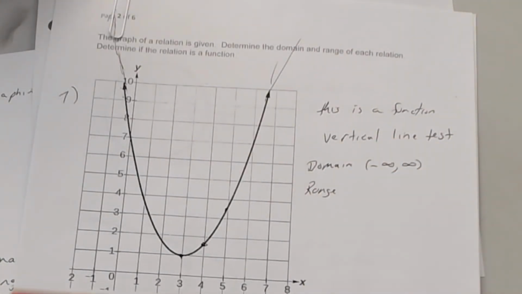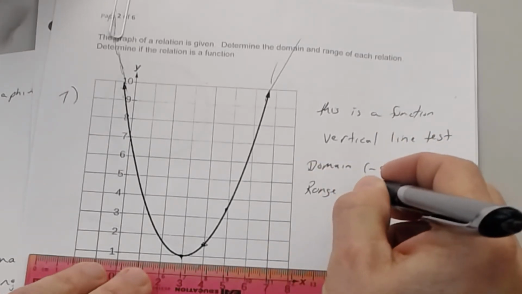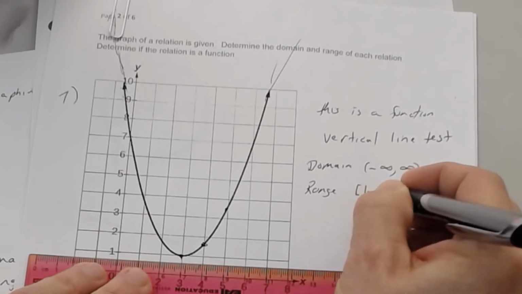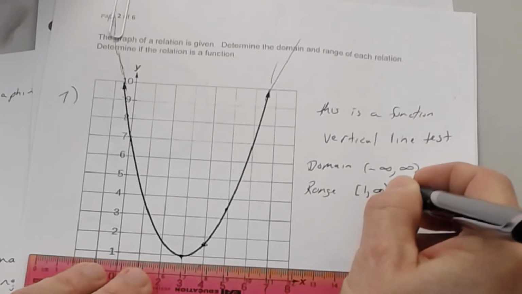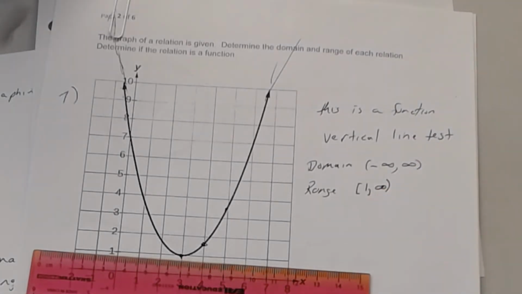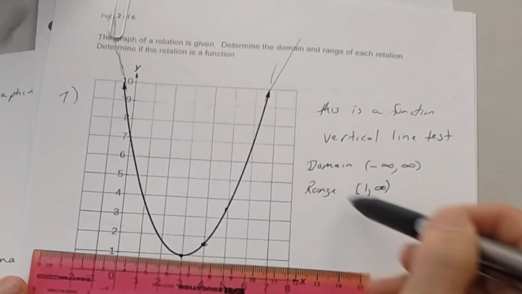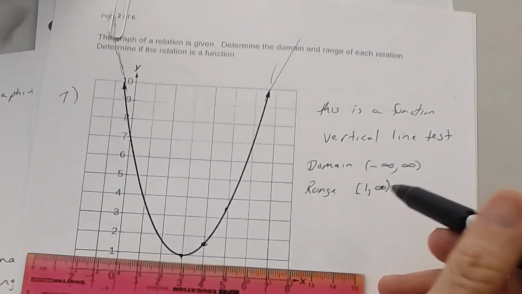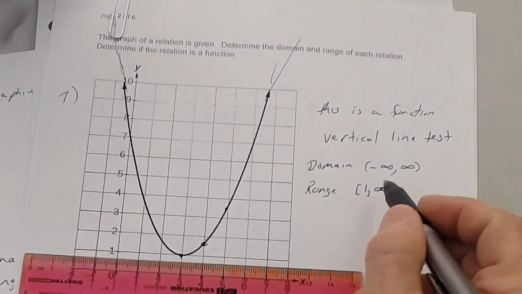Now remember, we start with 1, right? Whenever we start with a number, you must use a bracket. So the range will be from a bracket, positive 1, all the way to positive infinity with a parenthesis. Now, these right here are called intervals. This is interval notation. On the worksheet or the test, it'll say write interval notation. So that's the way you're going to write it.